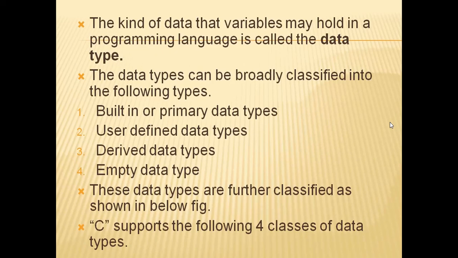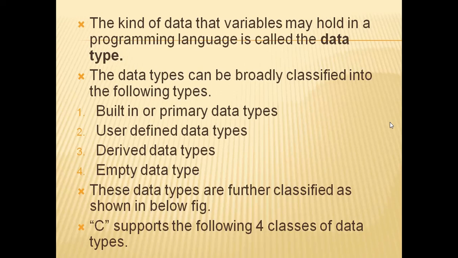So what is a data type? The kind of data that a variable may hold in a programming language is called a data type. The data that a variable holds is called its data type.